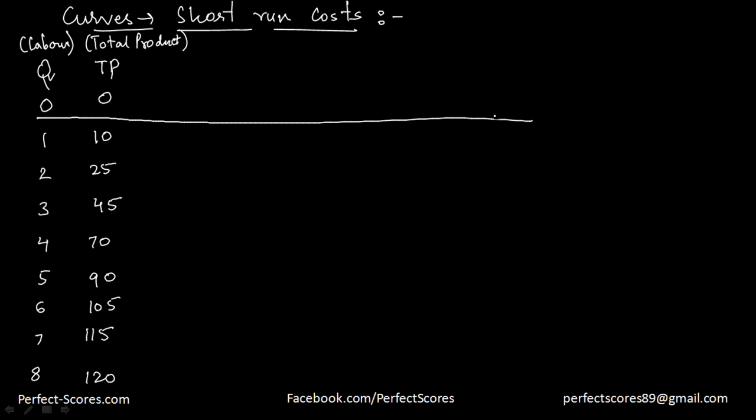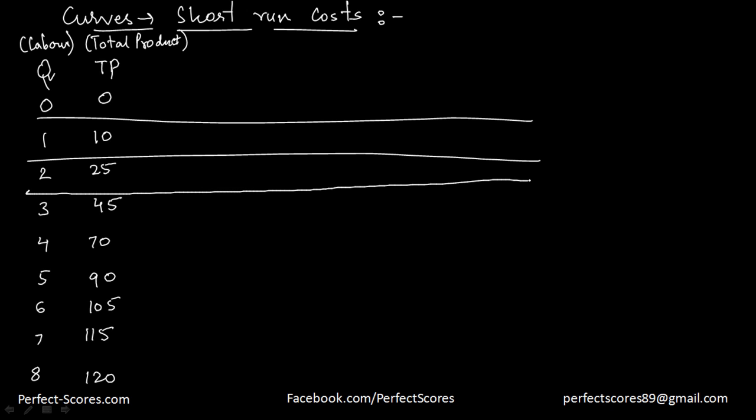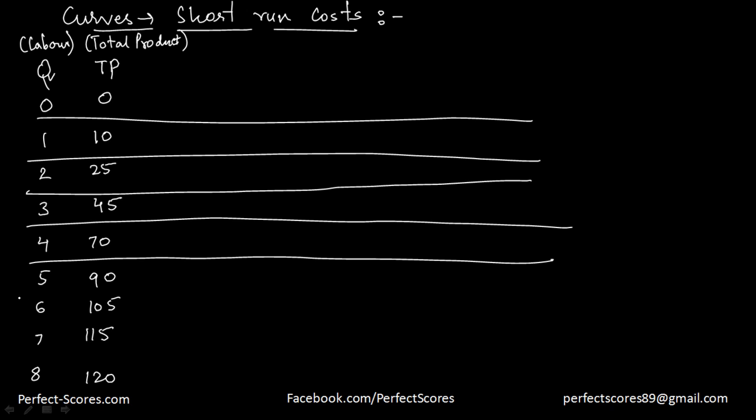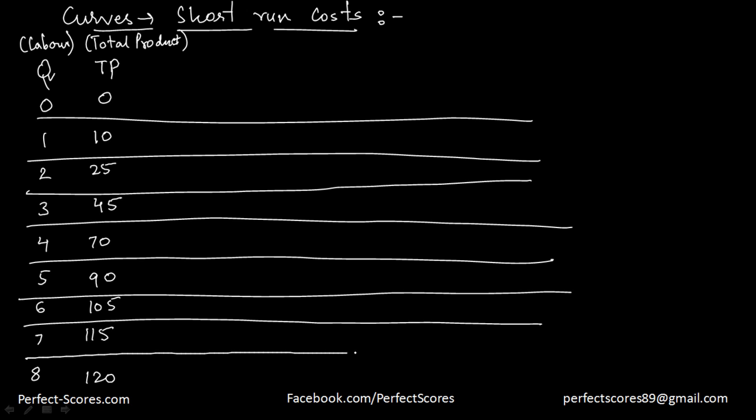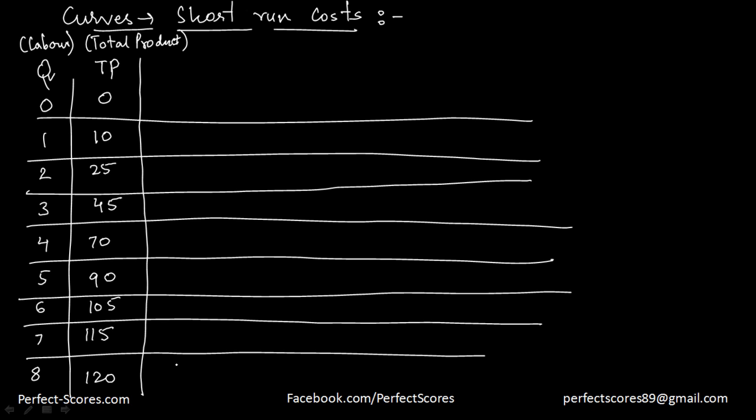To make sure that we do not mix this up, I'm just going to draw some lines here so that you understand it in a better way. Now let's go ahead and find all the other factors. This is the quantity of variable factor, then we have the total product. Now let's find what the total fixed cost is going to be.